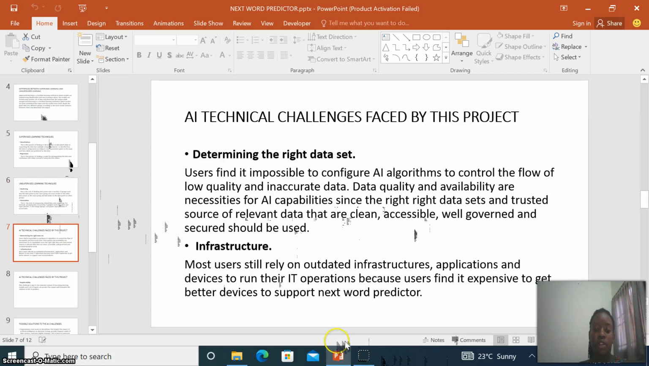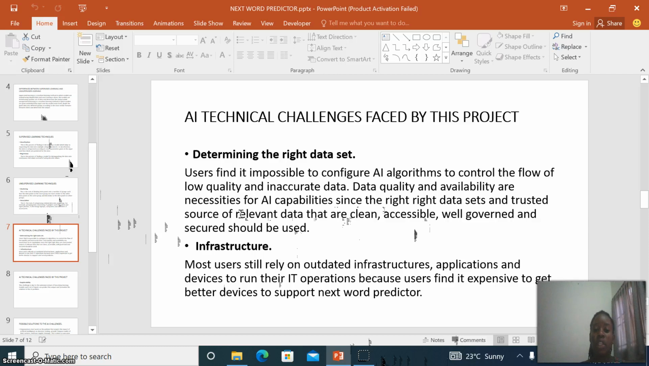And then we have technical challenges faced by this project. We have 3 challenges which are faced by this project. One, determining the right dataset for this project. Another one, determining the infrastructure for the project. Another one is explainability.